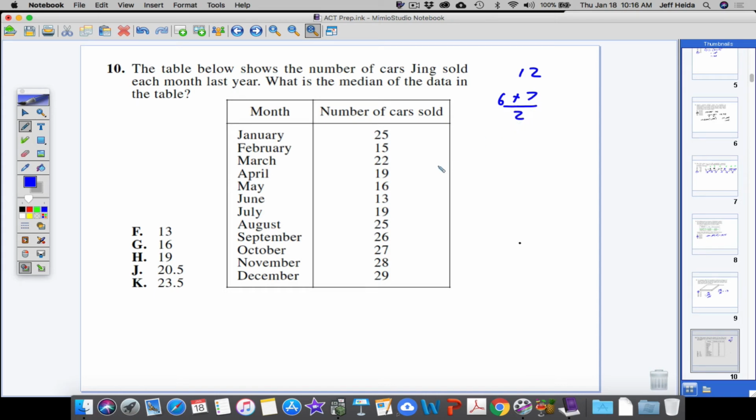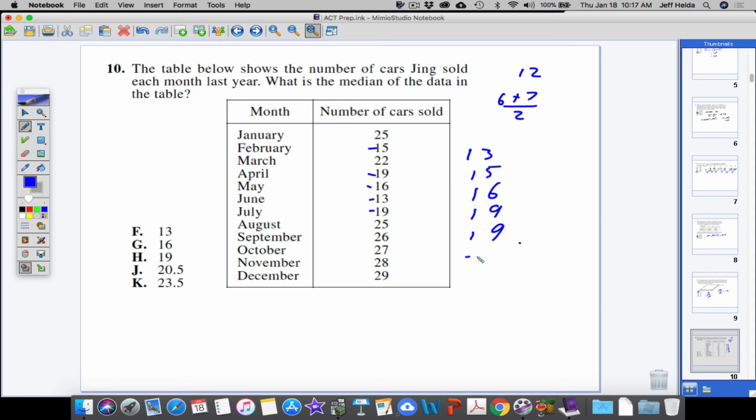So let's put these all in order and see what happens. Smallest term looks to be 13. And then we have a 15 and a 16. You'll notice I'm putting a tick mark next to each one as I write it. That way I know that I've already written it over here. And we have a 19. Then we have another 19. Are we done with the teens? 20, 20. Yep, we're done with the teens.